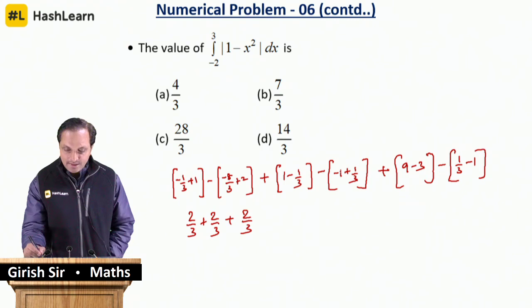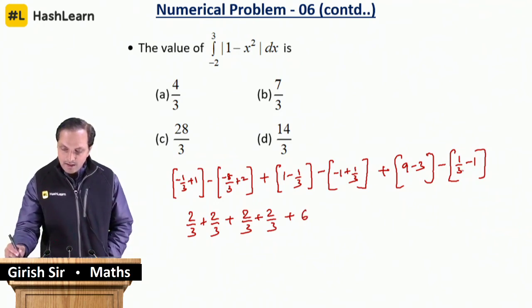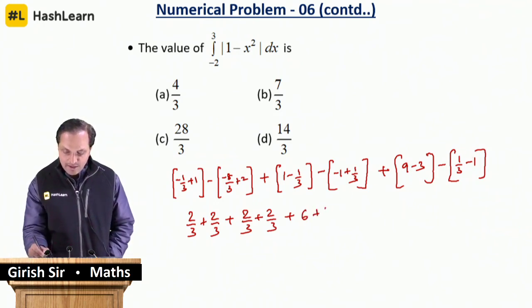ये हो गया -3, that is -2 by 3. ये हो गया +2 by 3. That part will give you 9 - 3 is 6, and this will be -2 by 3, that will give you +2 by 3. Okay, 1 2 3 4 5, so that will give you 10 by 3.